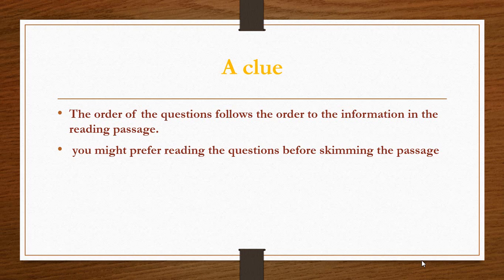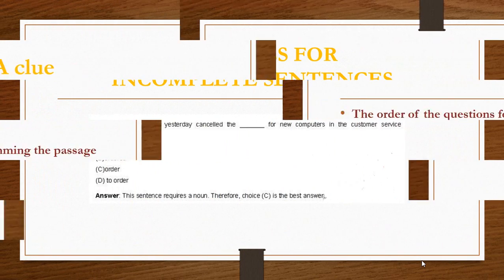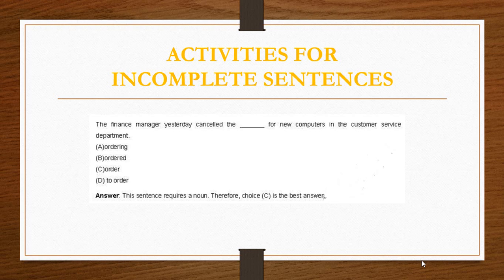Make sure the answer you choose answers the question, as many of the answer choices may simply repeat information in the reading passage. Lastly, you might prefer reading the questions before skimming the passage to give you a better idea of what's to come. Complete many practice TOEIC reading exercises to familiarize yourself with common reading passage topics.